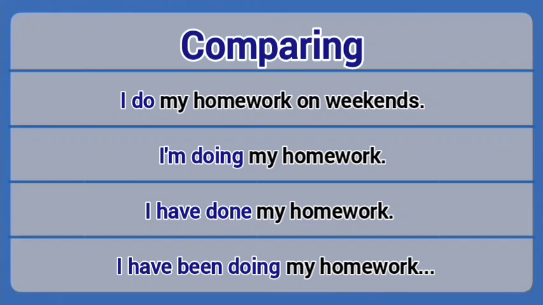In the present simple, we're talking about a habit. In the present continuous, we're talking about now. In the present perfect, we're connecting the past with the present. And in the present perfect continuous, we're talking about an action that didn't stop.